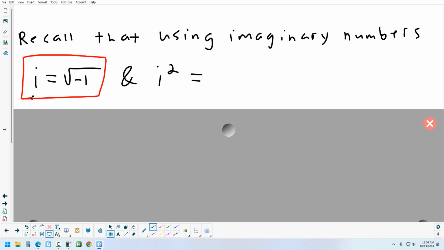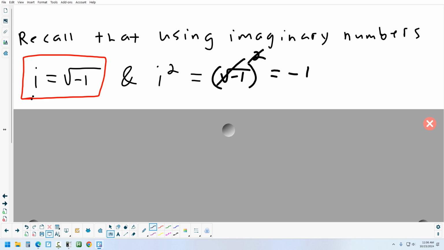Now, once we know that i is the square root of negative 1, we can do other things with that and we can prove them. If I took i, which is the square root of negative 1, and I square it, what's the square root of negative 1 squared? We get negative 1. And I can prove that because when you square and square root, the symbols cancel, and you are left with the number that is underneath the square root. i and i squared are the only two you need to know for today.